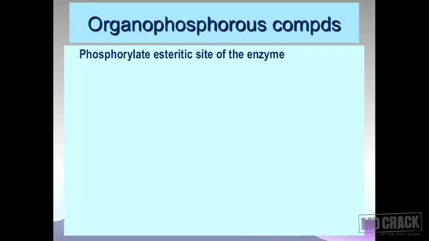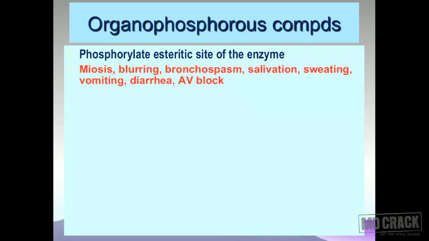Let's come to the discussion of the organophosphate or organophosphorus compound poisoning. As we know, they phosphorylate the esteratic site of the enzyme. And once you start producing an anti-cholinesterase effect, acetylcholine is going to accumulate at all muscarinic and nicotinic receptor sites.